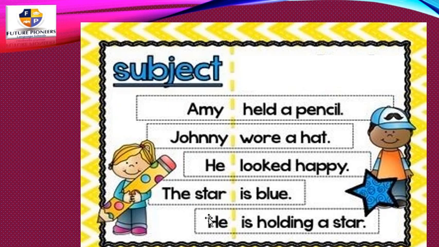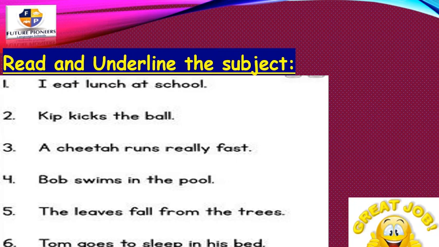He is holding a star. So who is the doer of holding the star here? He. And what comes at the very beginning of the sentence? He. So he here is the subject. Another exercise: read and underline the subject. Who can remind me how we can recognize the subject? What are the 3 points we said? Yes, it comes at the very beginning of the sentence. Next, we can ask using who or what. Third, it is the doer of the action.